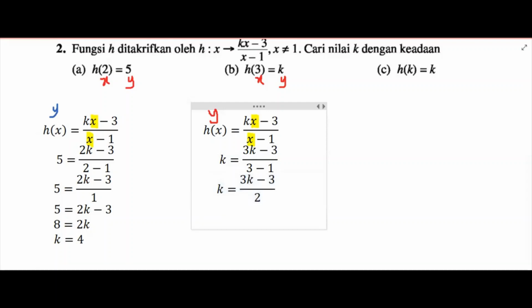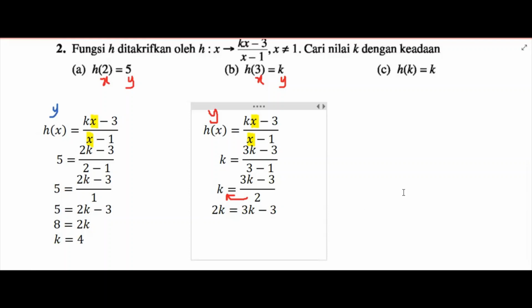Okay, so sekarang 2 kena pindah ke atas. So k times 2, 2k. Tinggal 3k minus 3. Okay, so what is the k now? Can you write the answer in the chat? What is the k value? You solve and find the answer. Yes, the answer is positive 3.